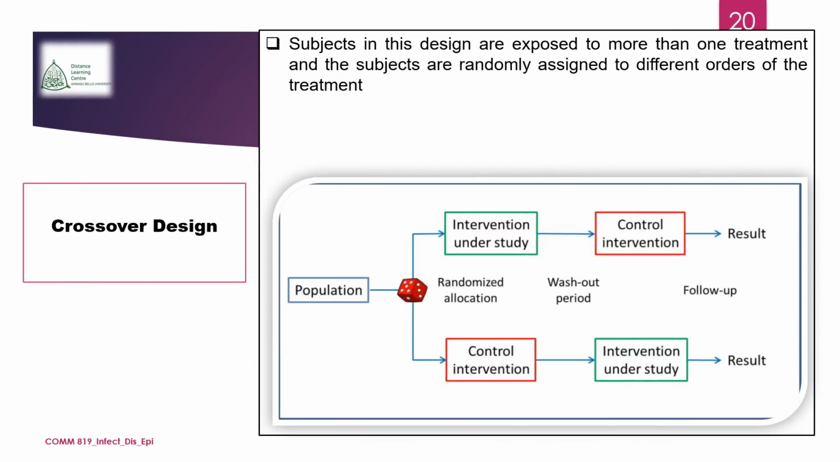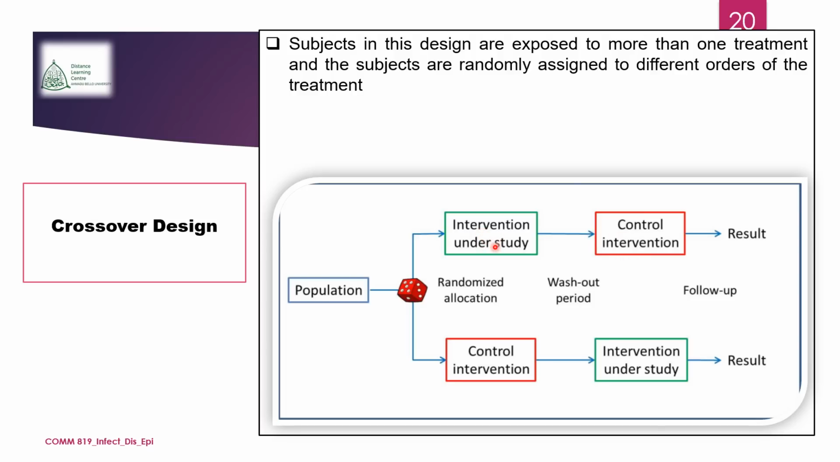So another type of experimental analytic design is crossover design. Okay, crossover. Then here the subjects in this design are exposed to more than one treatment, and the subjects are randomly assigned to different orders of the treatment. Okay, like this is your population. Then first you randomly allocate them into the intervention under study and the control intervention.